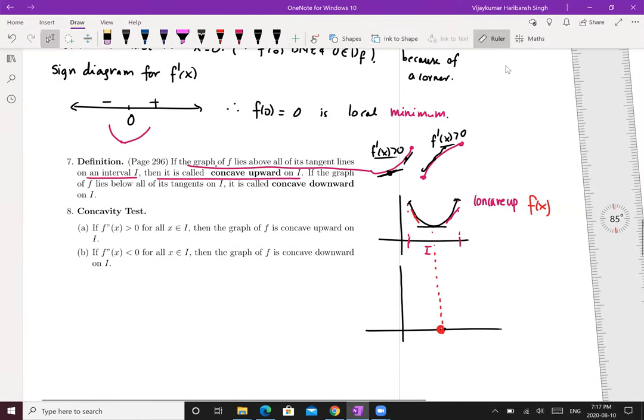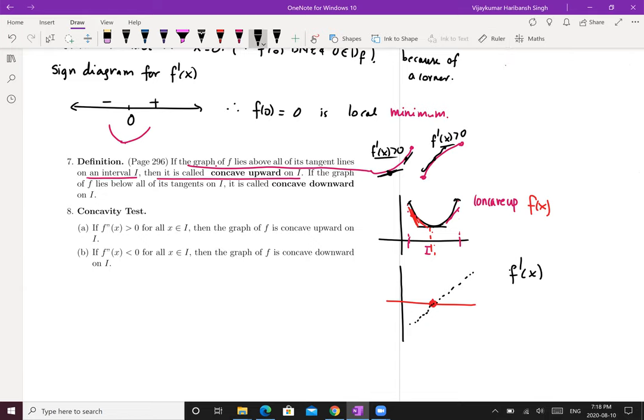Here the derivative is zero. Before this point, the tangent lines have negative slope. At this point, the slope of the tangent line is zero. But before that, the tangent line has negative slope, and after that the slope becomes positive and starts increasing. So this is roughly how the graph of f prime of x may look. That means f prime of x is an increasing function.